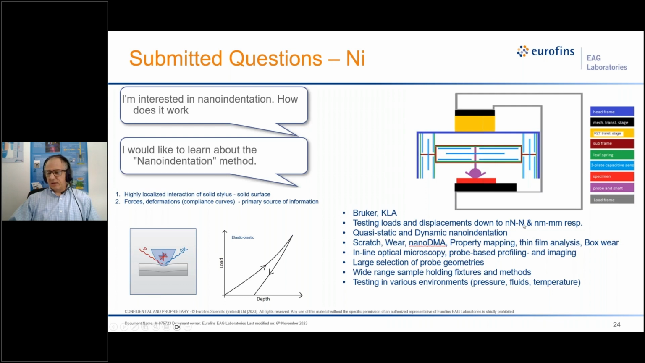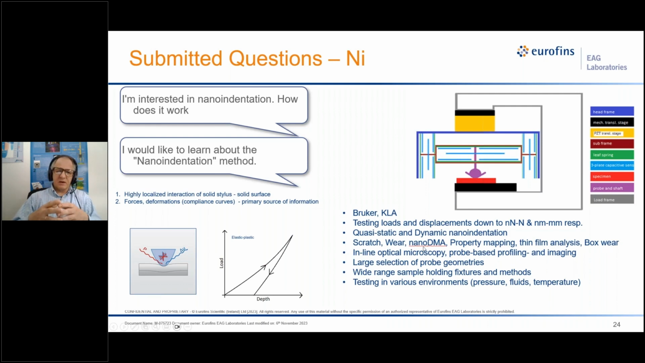I mentioned already the displacement range, while the loading range goes from nanonewton to newton. I mentioned already the so-called quasi-static approach, which uses contact mechanics, but we also can superimpose harmonic oscillation to the loading part, which makes it dynamic indentation, or the equivalent to DMA, which technically would be called nano DMA. We also can do scratch analysis, wear testing, property mapping, thin film analysis, and box wear testing.